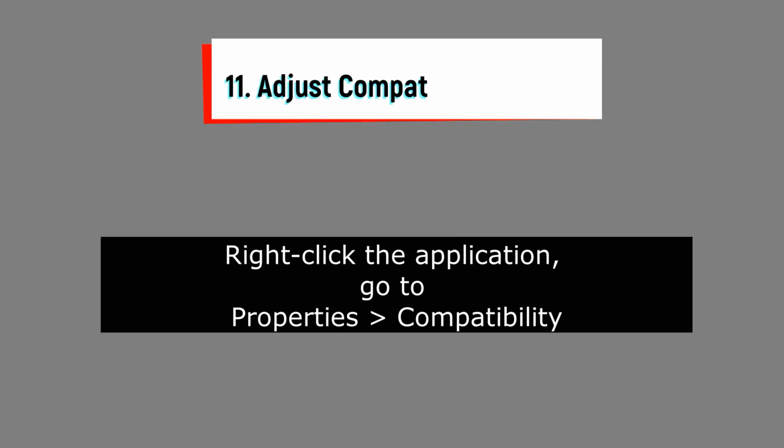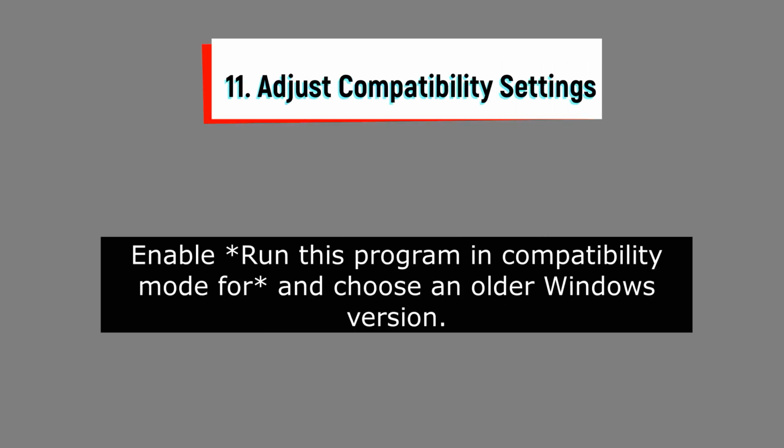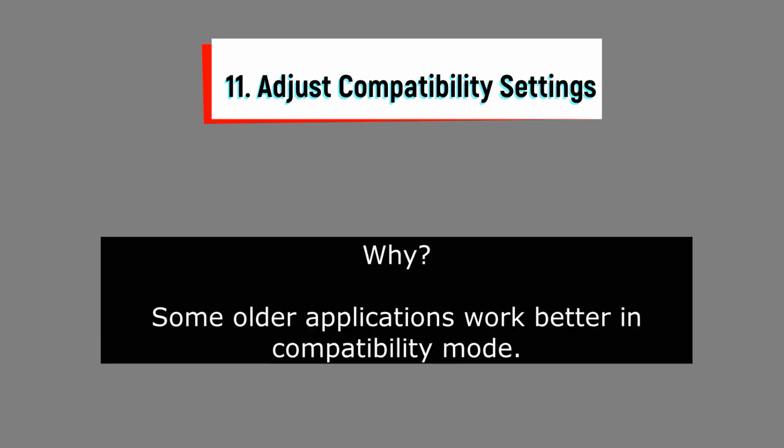Right-click the application, go to Properties > Compatibility. Enable "Run this program in compatibility mode for" and choose an older Windows version. Why? Some older applications work better in compatibility mode.